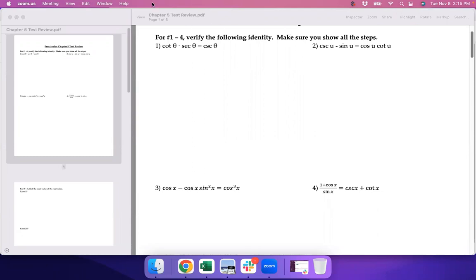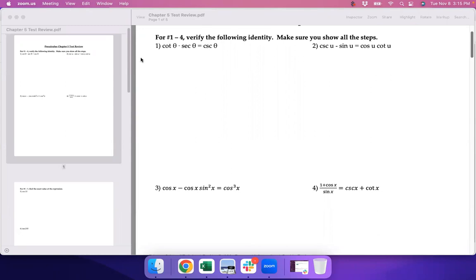Here we are working through numbers 1 through 4, which deal with verifying identities. You're being asked to show all steps. And typically, as a good practice, you'll want to work on only one side. Actually, there might be even a requirement to work on just one side of the identity.